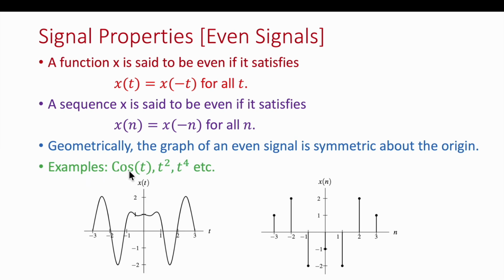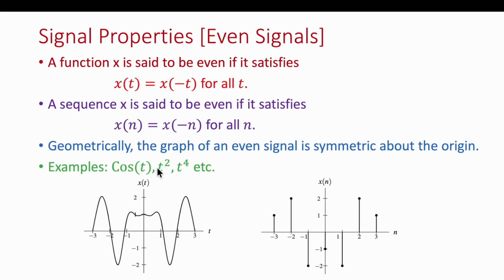For example, cos of t is an even signal. How? If you take cos of minus t, the answer will be cos of t. Similarly, consider t square: if you replace t with minus t, the square of minus t is always positive. Similarly, t to the power 4, if you take minus t, again the value of t to the power 4 is positive. So for any even power, you can write this as t raised to the power 2n, where n changes from 1 up to capital N.